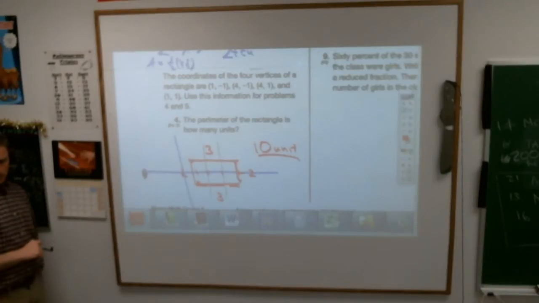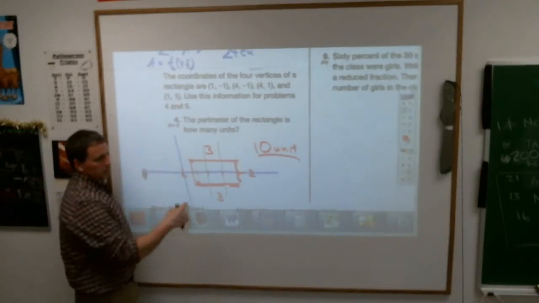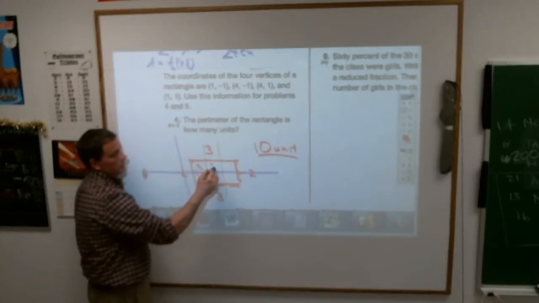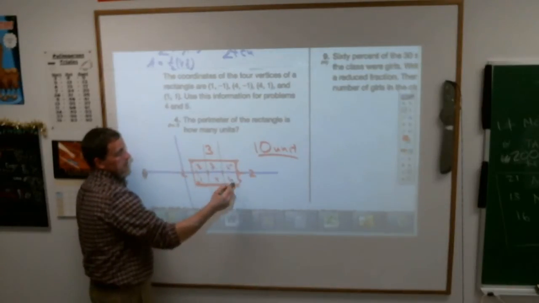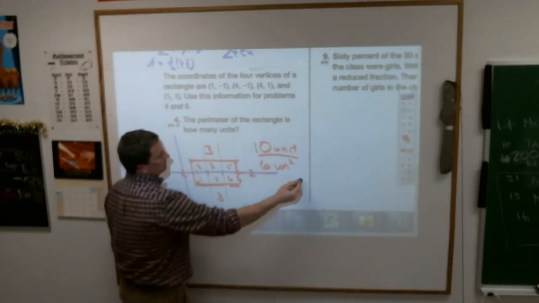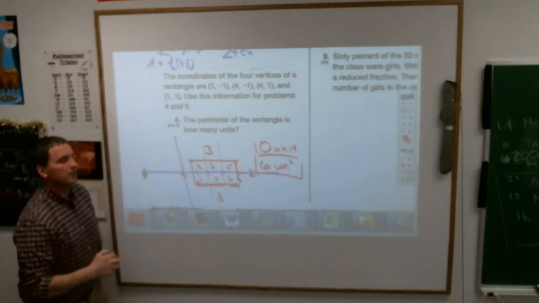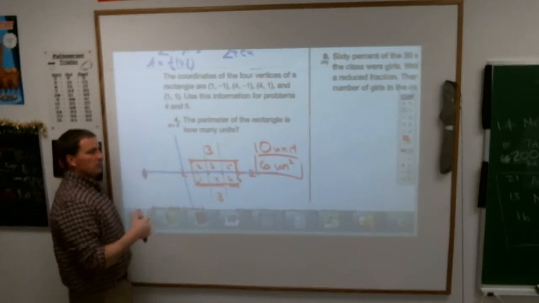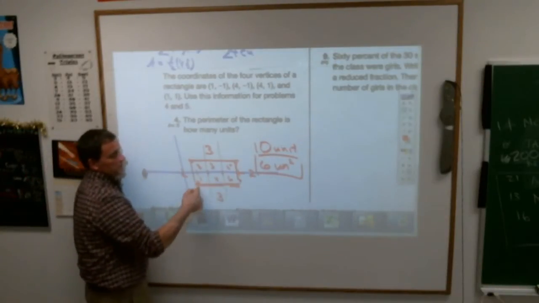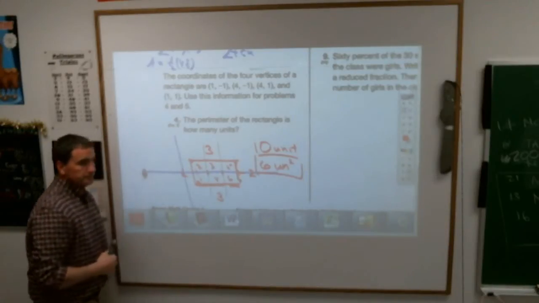And then the area is, you can either multiply 2 times 3 to get 6, or you can count the squares: 1, 2, 3, 4, 5, 6. 6 units squared. And you have to be careful here, you don't count the dashes or the lines, you count the spaces between them. 1 space, 2 spaces, 3 spaces, 1 space, 2 spaces.